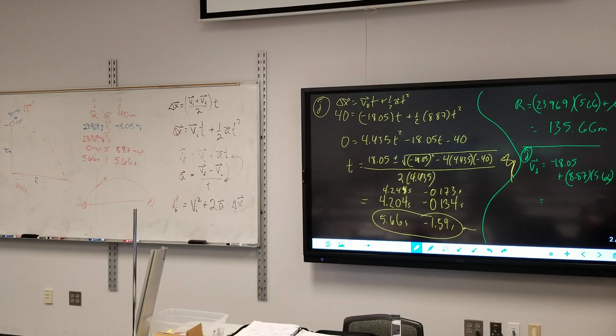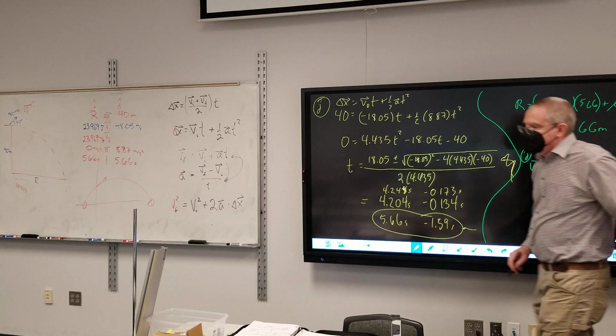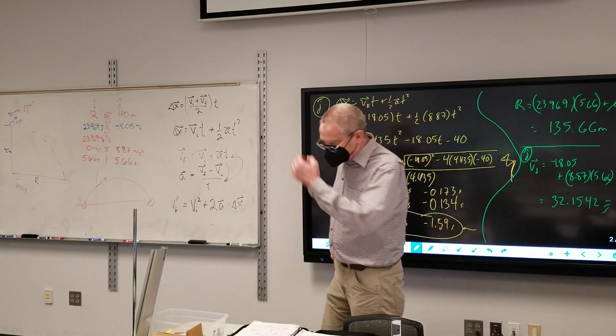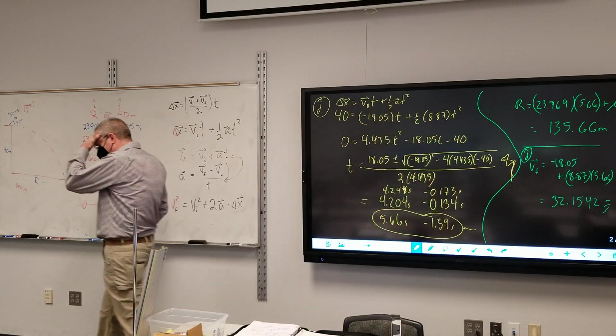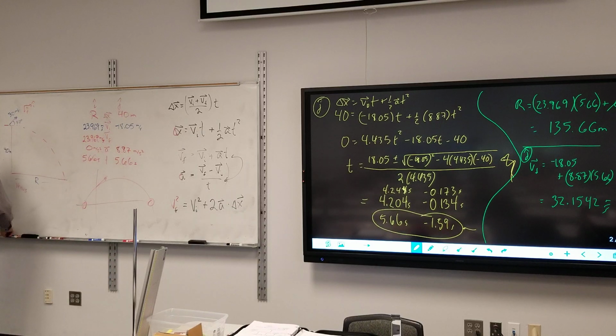Underestimated again. 32 point what? 1542. Meters per second. All right, so we've done the hard work there. We now actually have to answer the question, what is the final velocity?